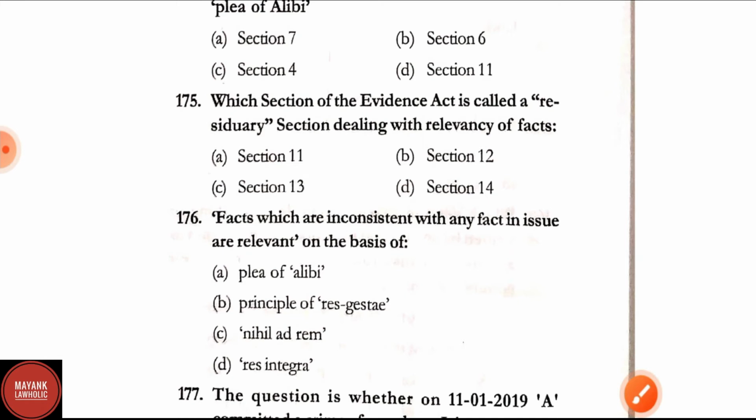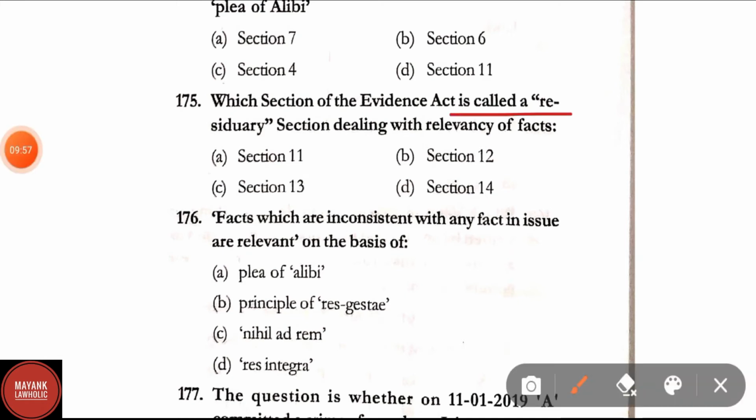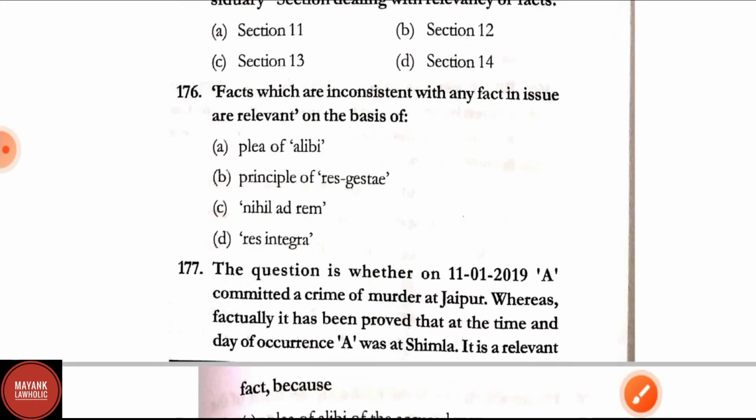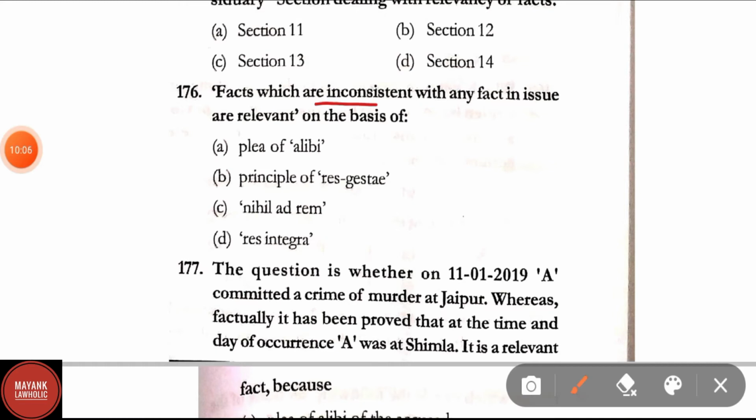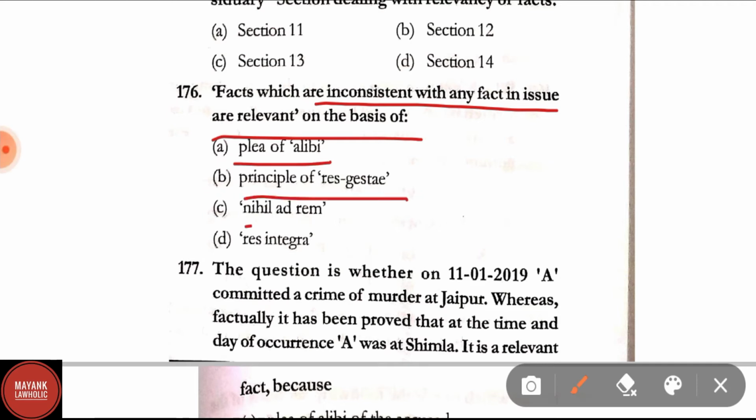Question number 175. Which section of Evidence Act is called a residuary section dealing with the relevancy of facts? Correct answer is option A, that is Section 11. Question number 176. Facts which are inconsistent with any fact in issue are relevant on the basis of option A, plea of alibi. Option B, principles of res gestae. Option C, nihil ad rem. And option D, res integra. Correct answer here is plea of alibi. Section 11.